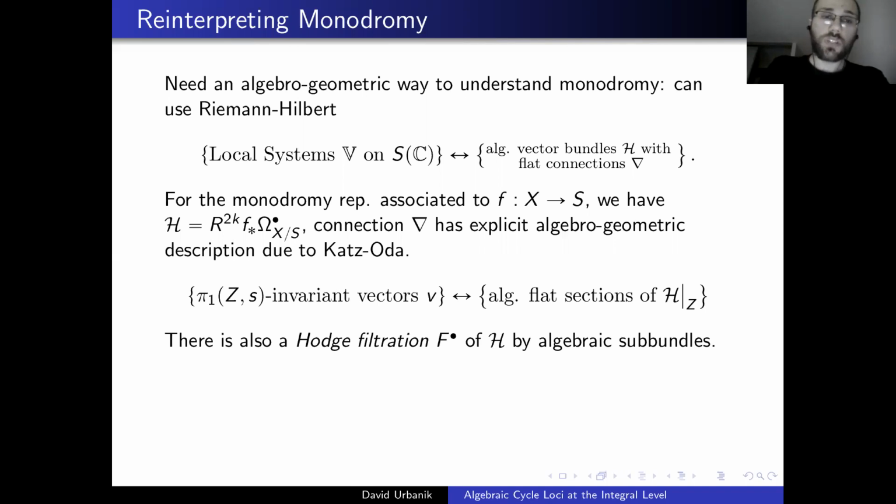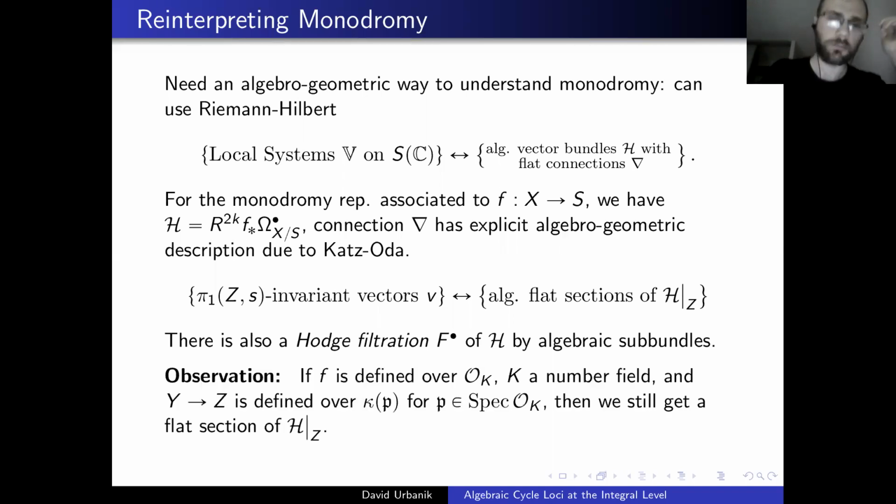Okay, and so under this correspondence, if I have this π1(Z)-invariant vector v, what that corresponds to is a flat section of this algebraic vector bundle. If you have an invariant vector, that gives you a global section of the local system. Because the local system is the flat sections, it gives you a global flat section on the other side. There's also an algebraic Hodge filtration on H that I'm going to need later. That's why I'm mentioning it here.